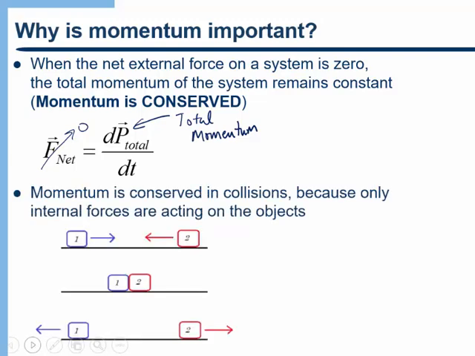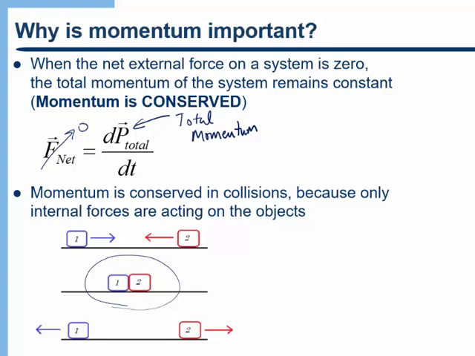Here we've got two objects that are coming towards each other, object 1 and object 2. And they're going to collide here, and then they're going to move off from each other after the collision. Let's concentrate on what's going on when those two objects collide.